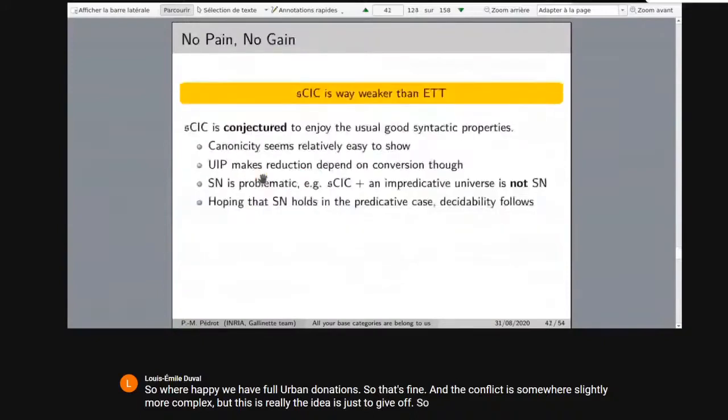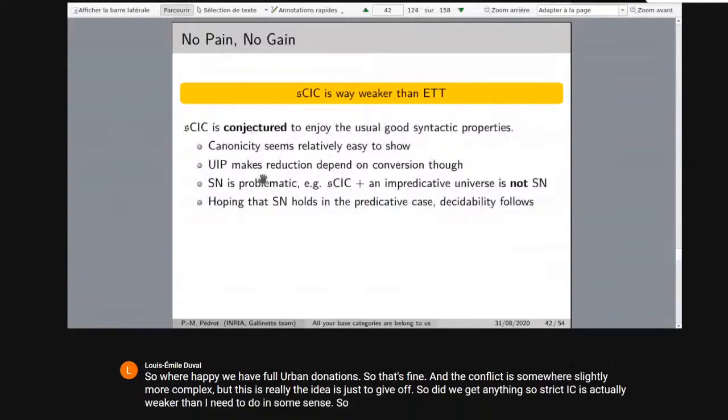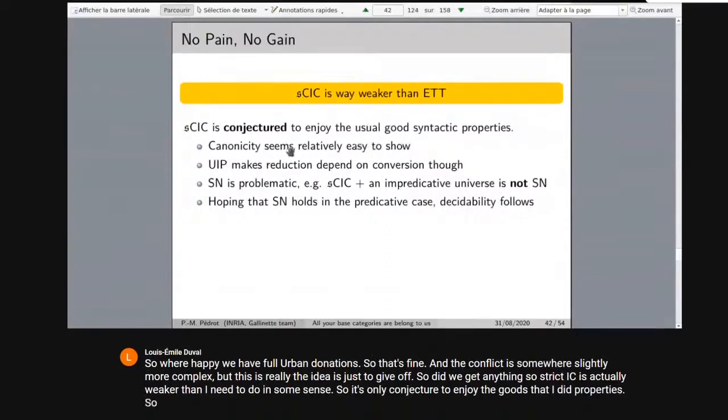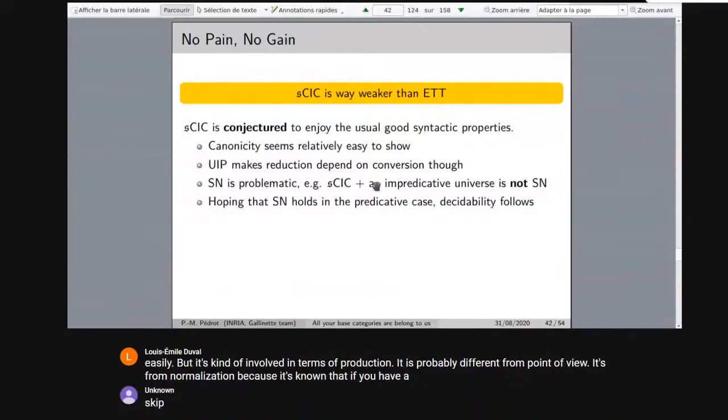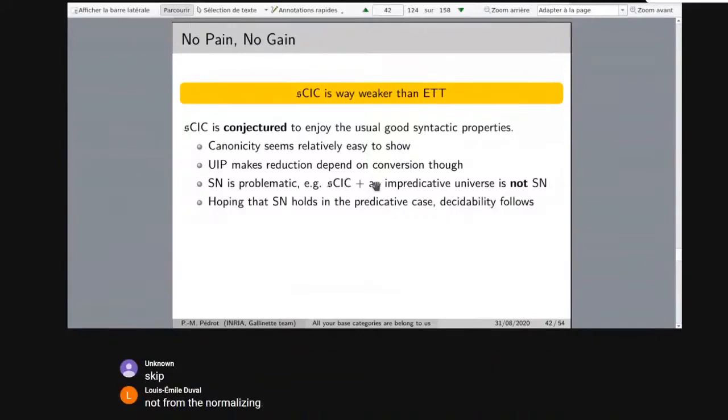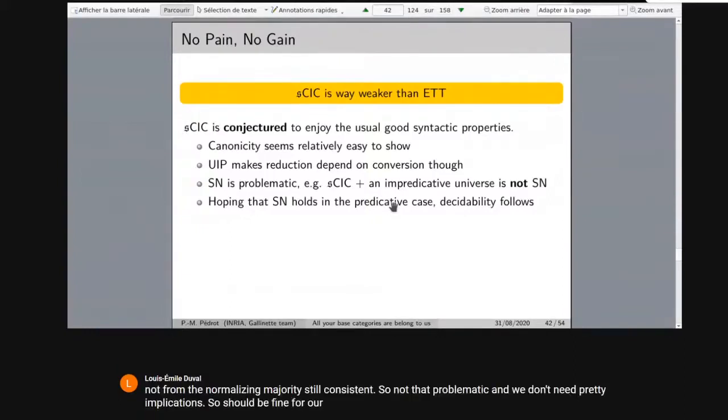So did we get anything? Strict CIC is actually weaker than ETT in some sense. So it's only conjectured to enjoy the good syntactic properties. It seems to satisfy canonicity quite easily, but it's kind of involved in terms of reduction. It is problematic from the point of view of strong normalization, because it's known that if you have an impredicative universe plus SCIC, then you are not strongly normalizing, but you are still consistent, so not that problematic. And we don't need impredicativity, so it should be fine for our uses.